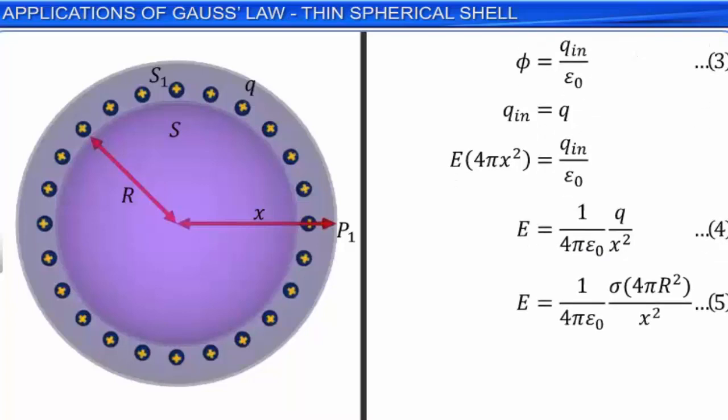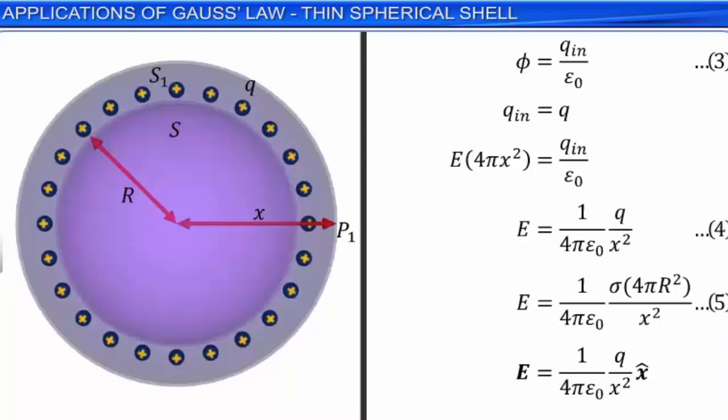The electric field strength E can be expressed in vector form as E is equal to 1 by 4 pi epsilon naught q by x square into x cap, where x cap is the unit vector along the radius vector and directed away from the charged spherical shell. If the charge q is greater than 0, the electric field is directed outward from the center of the shell, which implies it is positive. On the other hand, if the charge is less than 0, the electric field is directed inwards, which implies that it is negative.